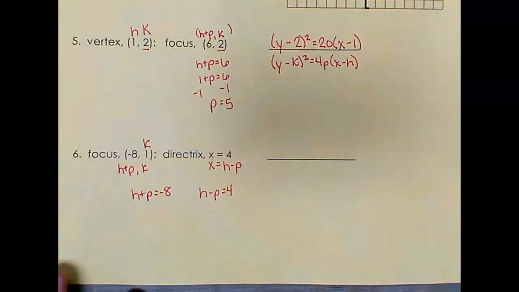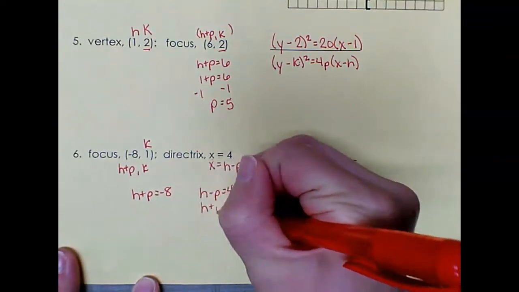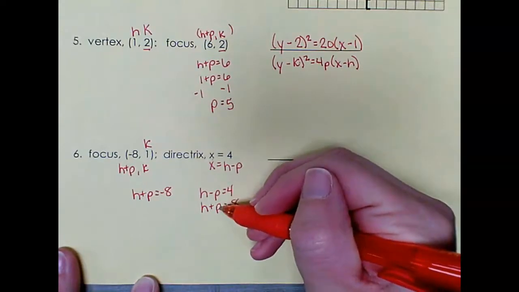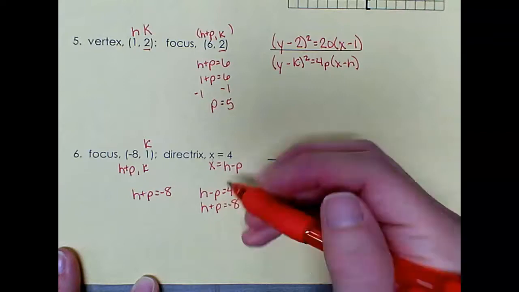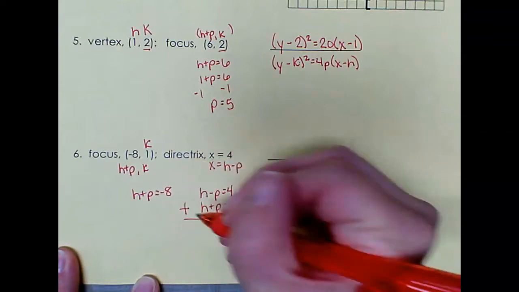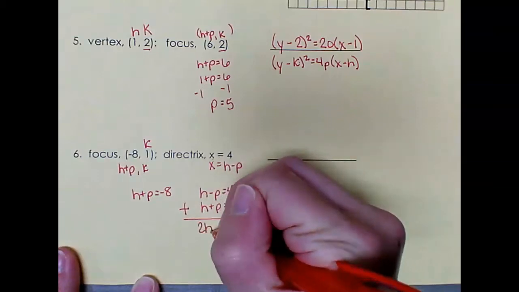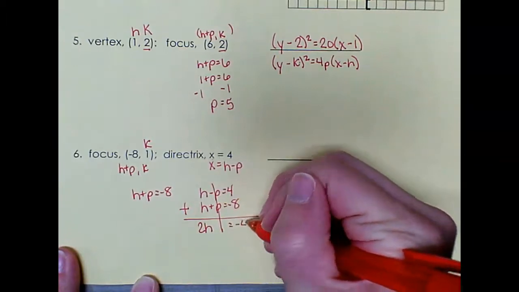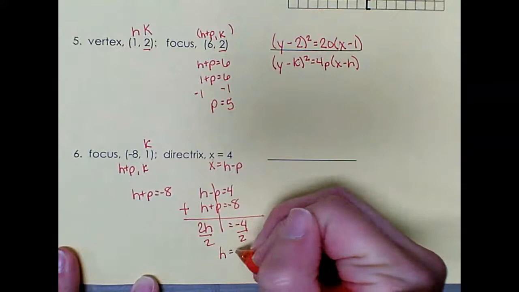So if I maybe align these a little bit, maybe I'll put this one under here, so h plus p equals negative 8. I notice that these two p's have negative 1 and 1, so I'm going to go ahead and solve by elimination. I'm going to combine these. H and h is 2h. These get eliminated. 4 plus negative 8 is negative 4. If I divide by 2, I get h equals negative 2.